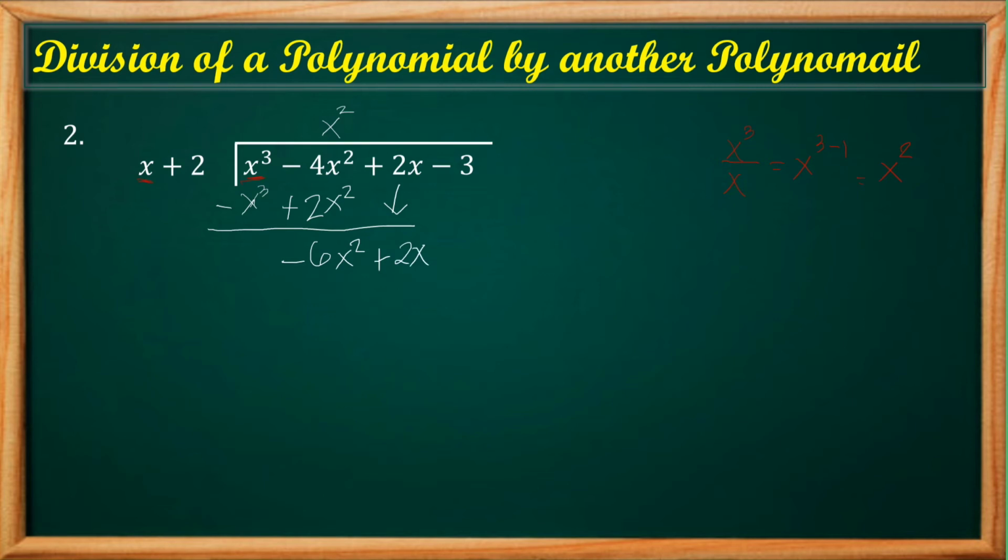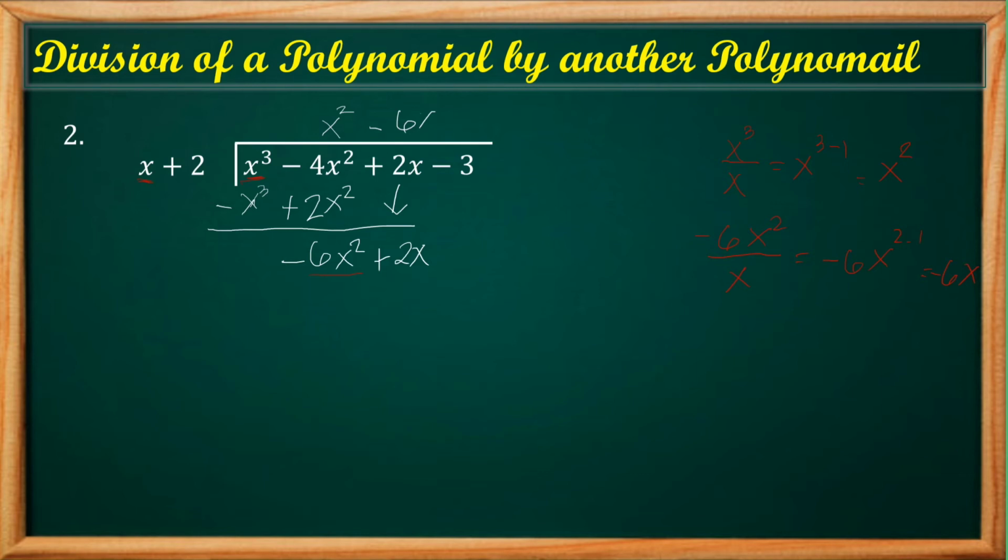Then, again, our first term is negative 6x squared and our divisor's first term is x. So, let's try to solve. Negative 6x squared divided by x, then negative 6x raised to 2 minus 1. We will have negative 6x.